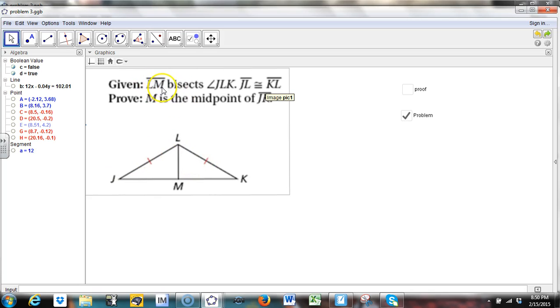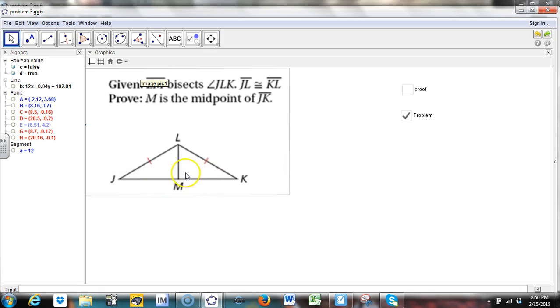And also we know this fact that if you draw this segment in the isosceles triangle and it bisects angle JLK, so we're cutting this angle right here in half. That's what it means to bisect it, right? That segment LM cuts that in half. Then we can prove that M is the midpoint of the base.